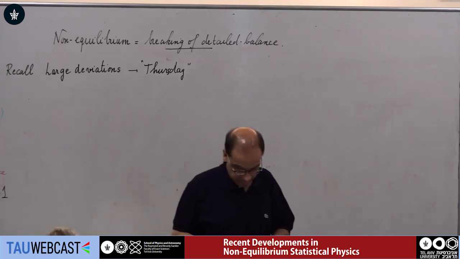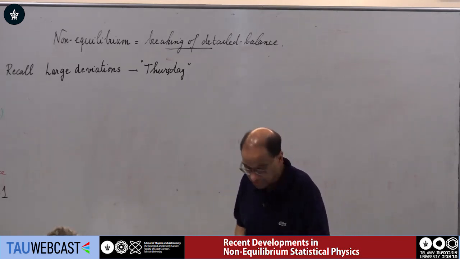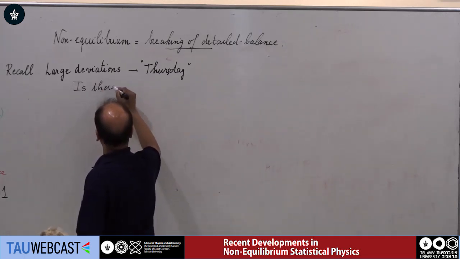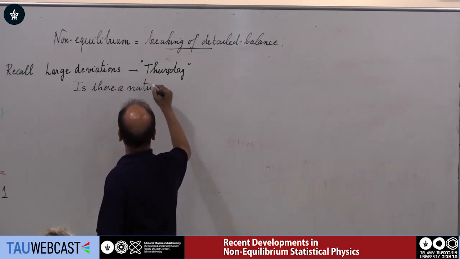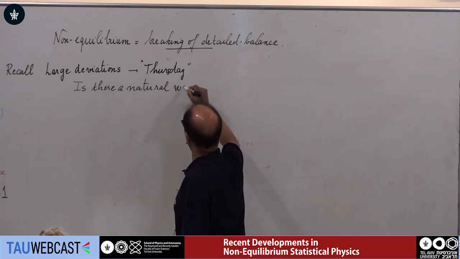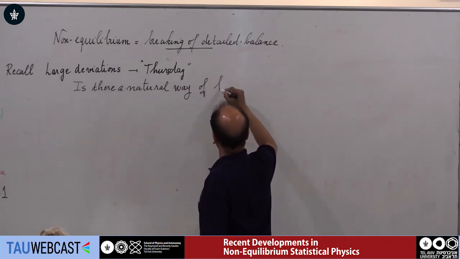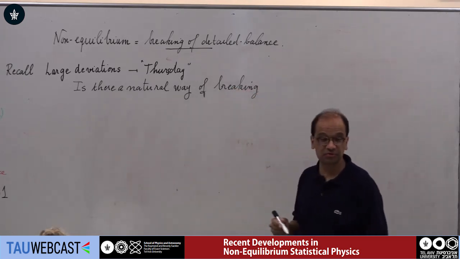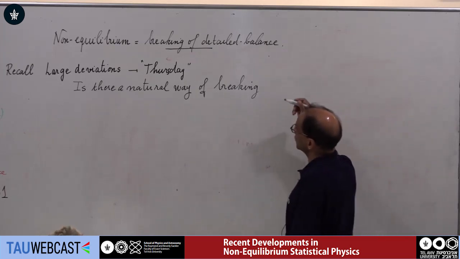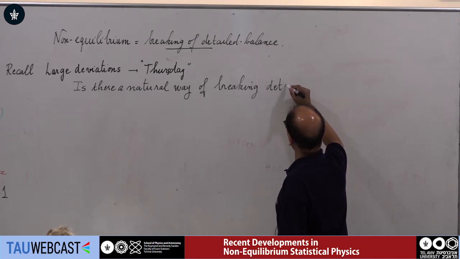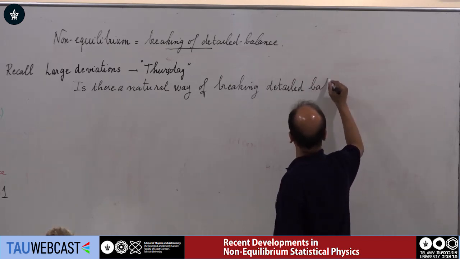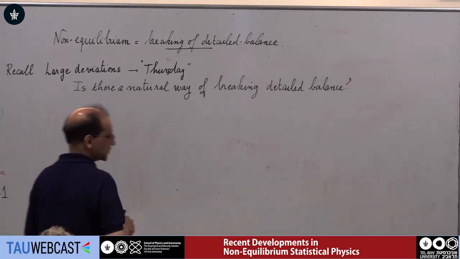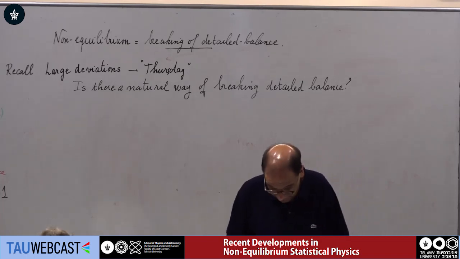So now let's go to breaking of detailed balance. So the question is, is there a natural way of breaking detailed balance? A physical way? Because again, a mathematician would just say, take an arbitrary Markov operator, matrix, it will break detailed balance. But we don't want that. So yes, there is.